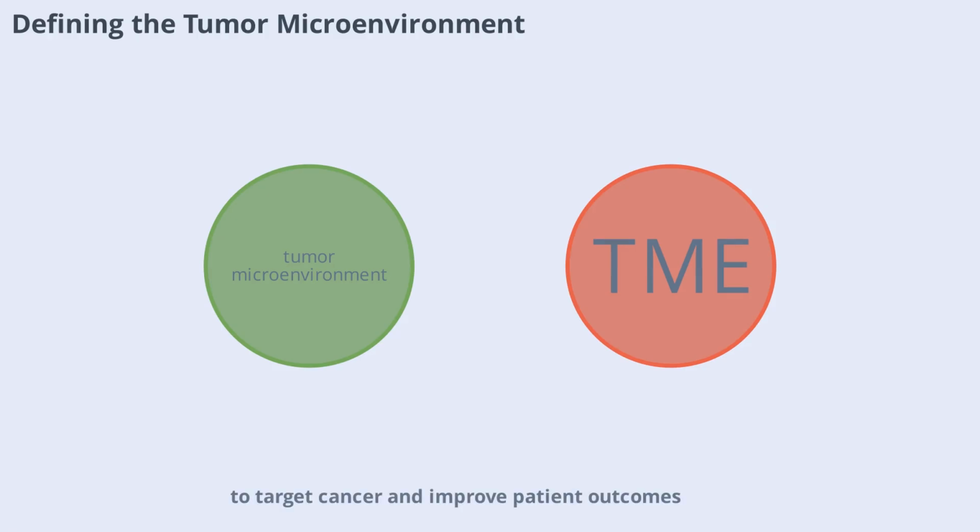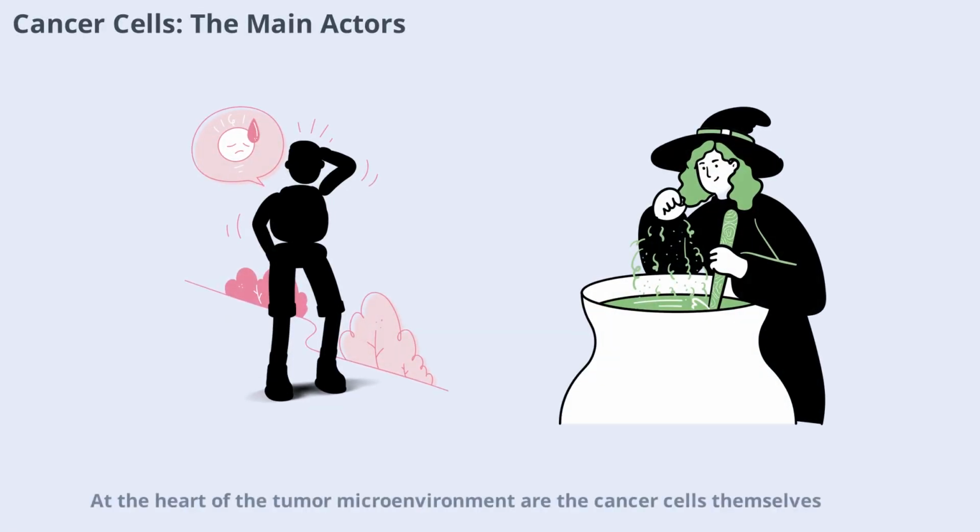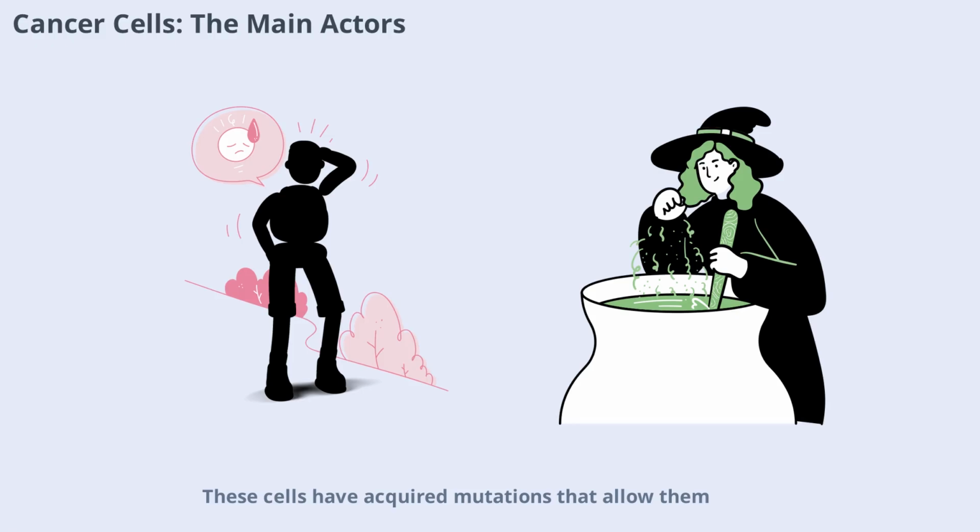improve patient outcomes. At the heart of the tumor microenvironment are the cancer cells themselves. These cells have acquired mutations that allow them to grow uncontrollably and evade normal regulatory mechanisms. But cancer cells don't exist in isolation. They constantly interact with their surroundings, sending out signals that can recruit or suppress other cells, including those of the immune system. Understanding the behavior of cancer cells within the TME is essential for grasping how tumors develop resistance to therapies and how they can be targeted more effectively.